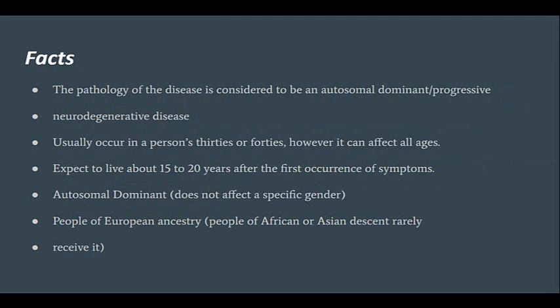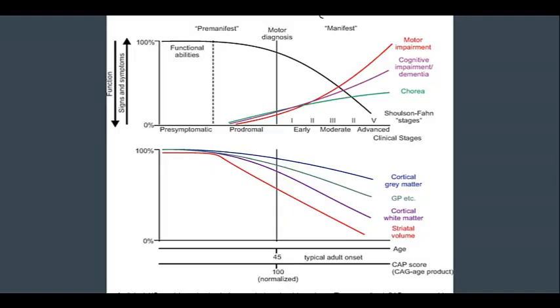Some facts: the disease is considered to be autosomal dominant and progressive, meaning that it doesn't matter what gender you are. It can affect anyone. It's a neurodegenerative disease. It usually occurs in a person's 30s to 40s, but it can affect all ages. It is most common in people of European ancestry, and for people of African and Asian ancestry, there are rarely any reports of them receiving it. And here's just a little chart of how these impairments and things progress.